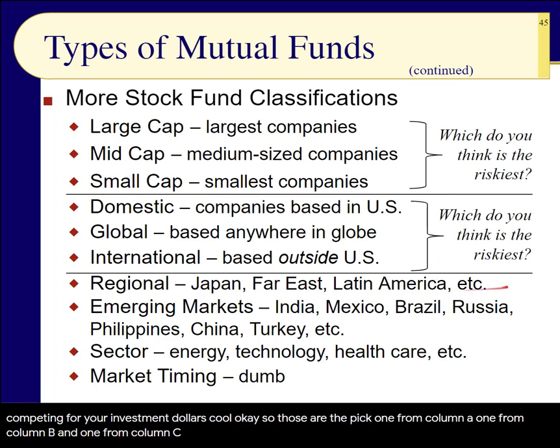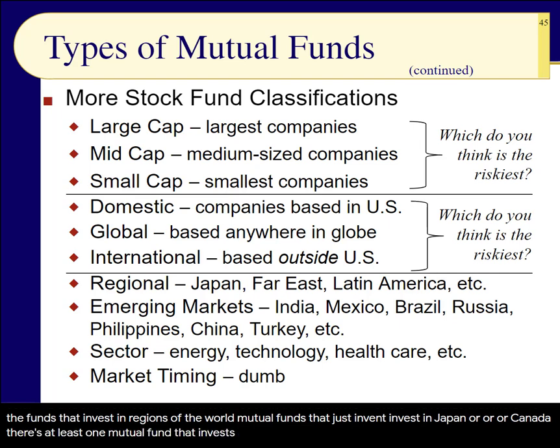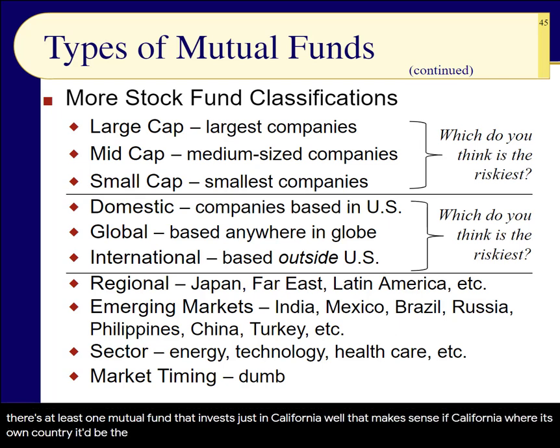So those are the pick one from column A, one from column B, and one from column C. Now let's get even a little bit more esoteric and realize that there are mutual funds that invest in regions of the world. Mutual funds that just invest in Japan or Canada. There's at least one mutual fund that invests just in California. Well, that makes sense. If California were its own country, it'd be the fifth or sixth largest economy in the world. How about the Far East or Latin America?